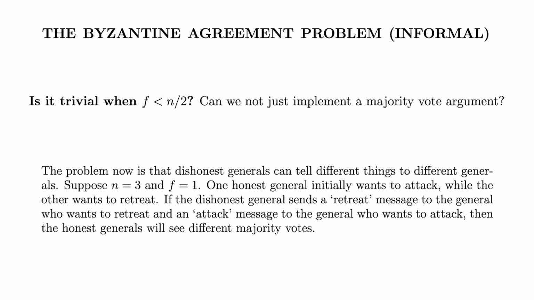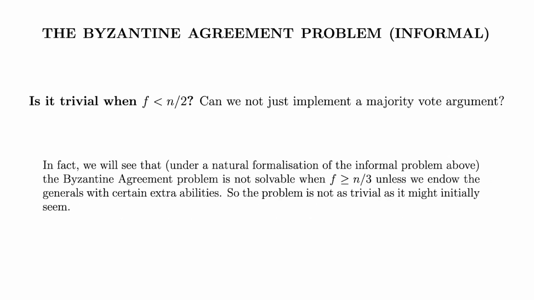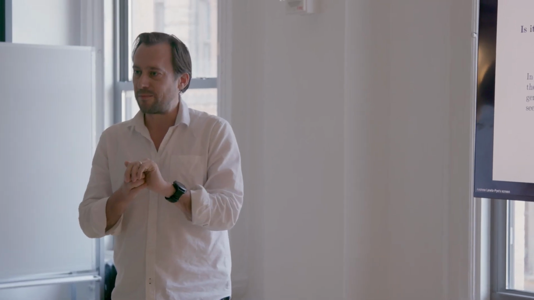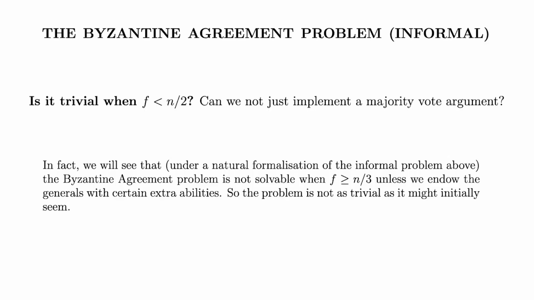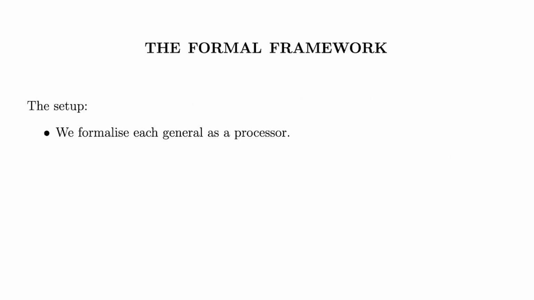In fact, you can show that no really trivial answer is going to work here. There's no solution that works when f is greater than or equal to n over 3, unless you endow the generals with some extra capabilities. So it's maybe not as easy as it might initially seem. That's the initial prodding around the edges as to what the problem feels like.